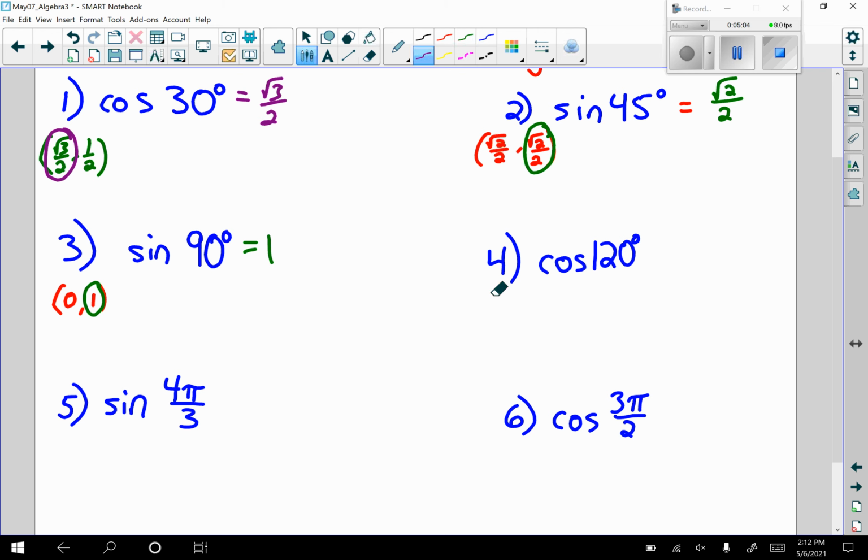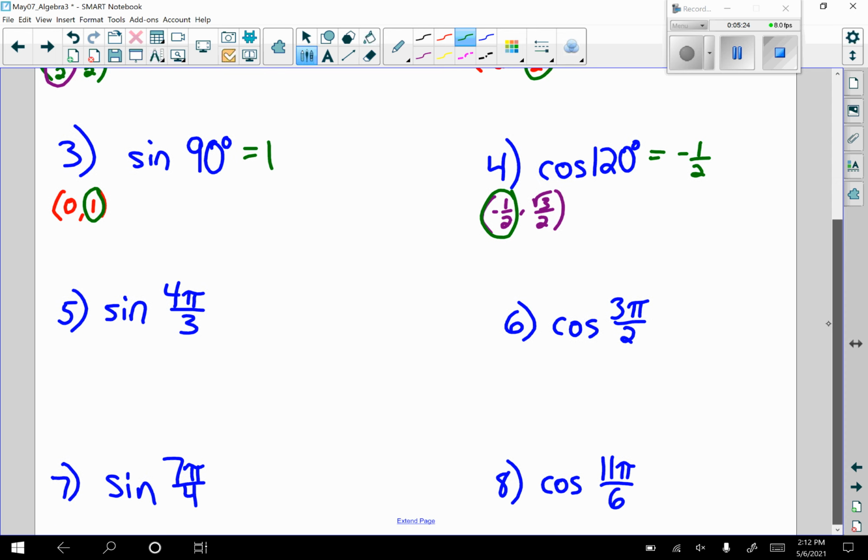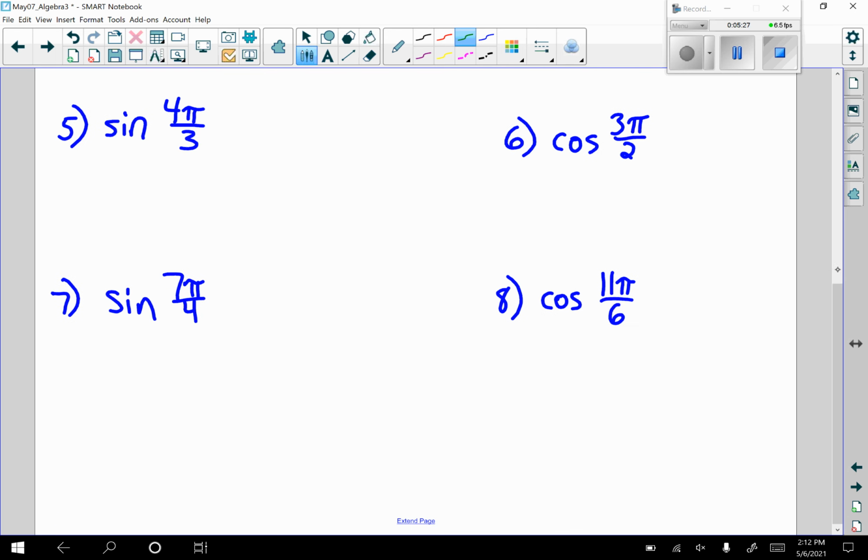Right, so if we're looking at 120 degrees, the ordered pair that we're at is -1/2, radical 3 over 2. Cosine is the first number, so this answer should be -1/2. All right, so the first four problems, we were looking at sine and cosine of degree measures. Now we're transferring into radian measure.